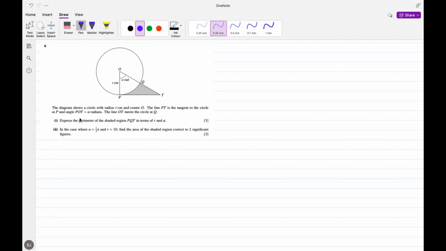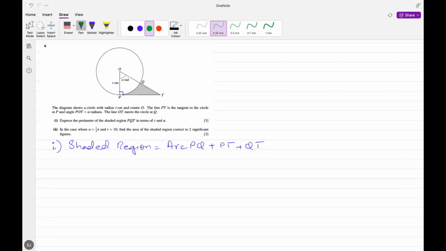In question 6, we have a diagram that shows a circle with radius r and center O. The line PT is a tangent at P and angle POT is alpha. In the first part, we have to express the perimeter of the shaded region in terms of r and alpha. Now, first of all, as PT is a tangent, this will be a right angle. The shaded region will consist of the arc PQ plus PT plus the length QT.